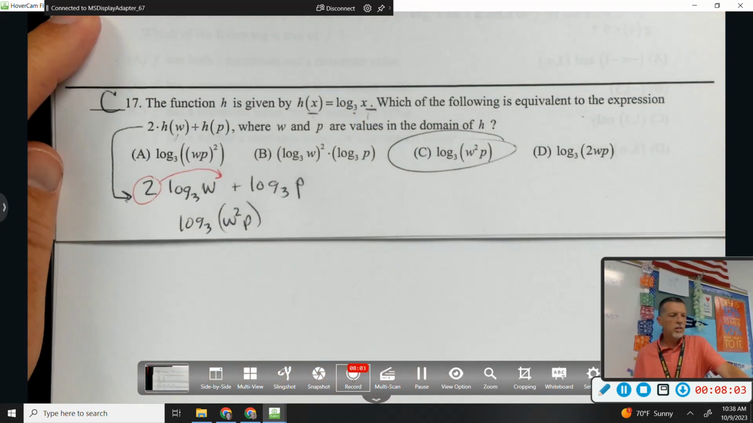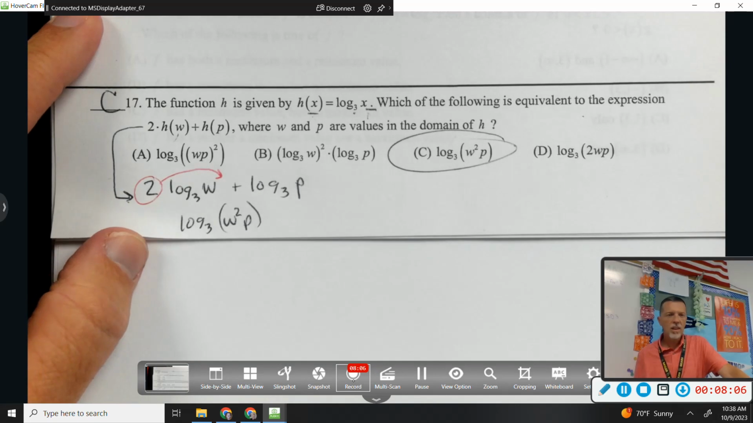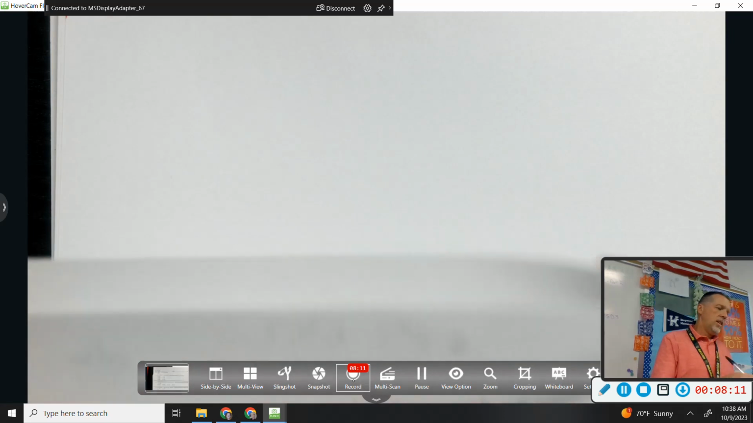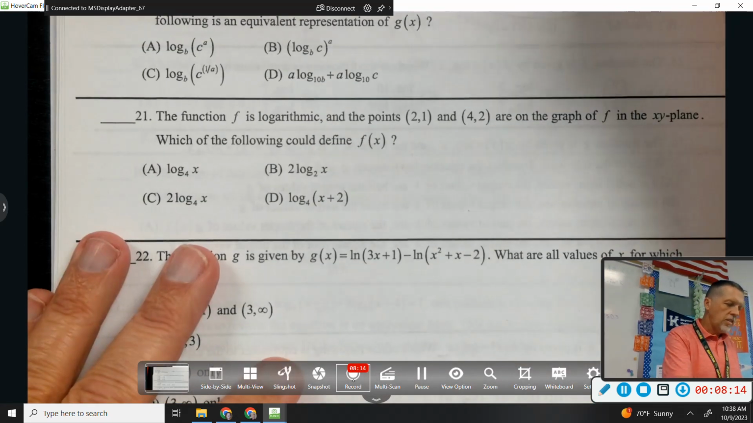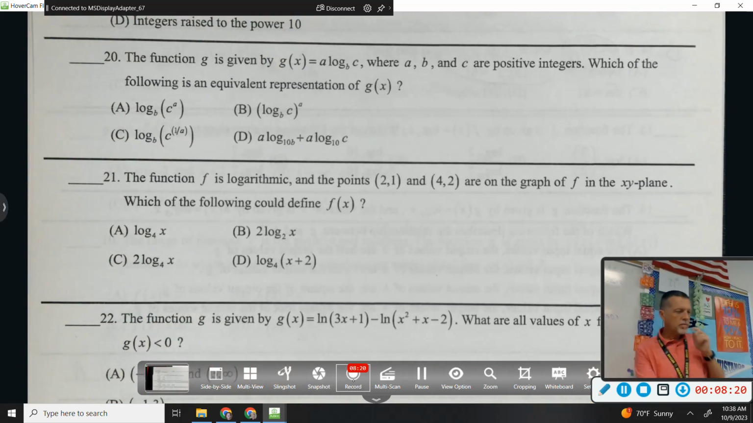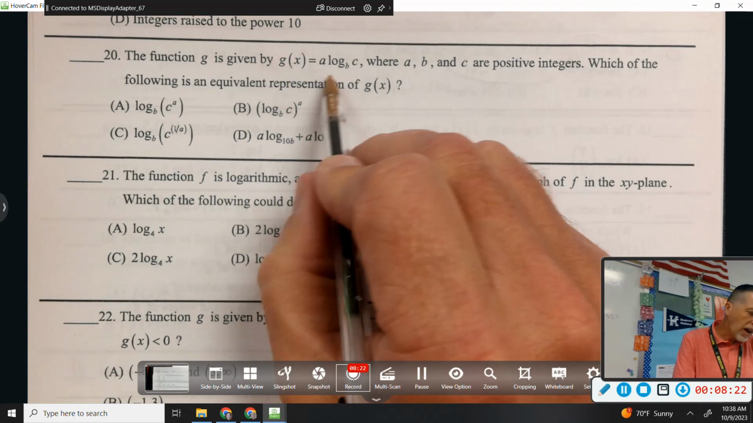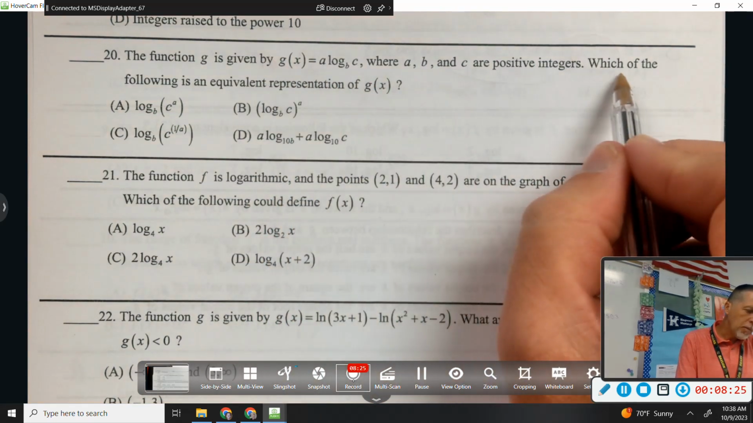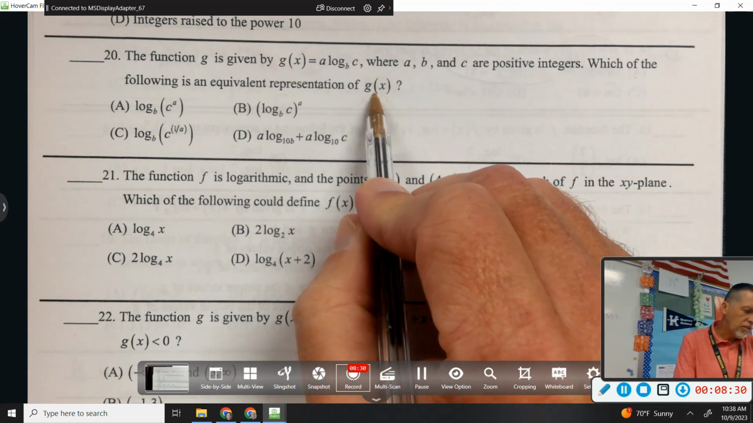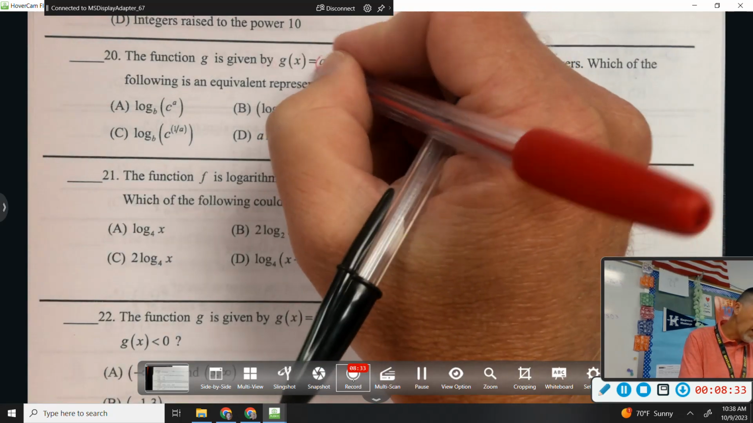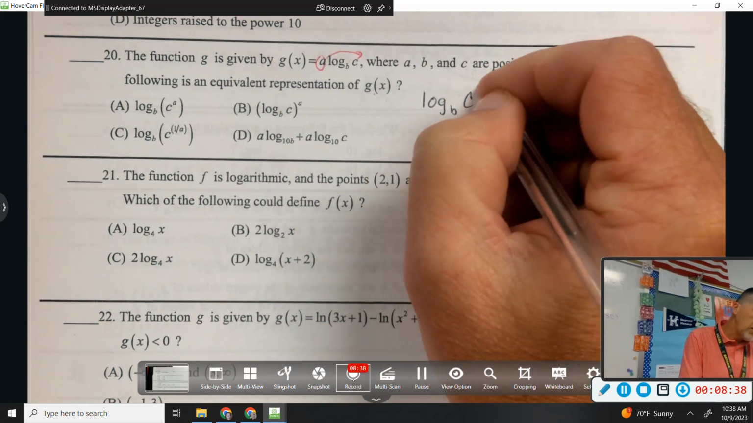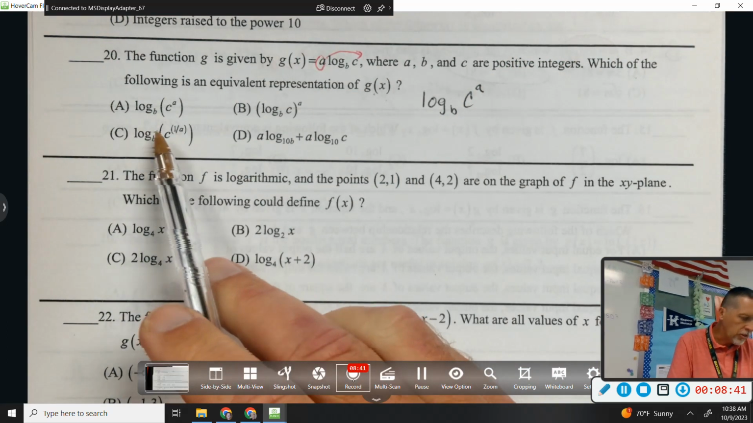Properties of log question. Number 20. Another properties of log questions. The function g is given by this thing. A, b, and c are positive integers. Which of the following is an equivalent representation of g of x? Well, I know I can put the a up as the exponent. So that would be log base b of c to the a. It'd be nice if that was one of my answer choices.